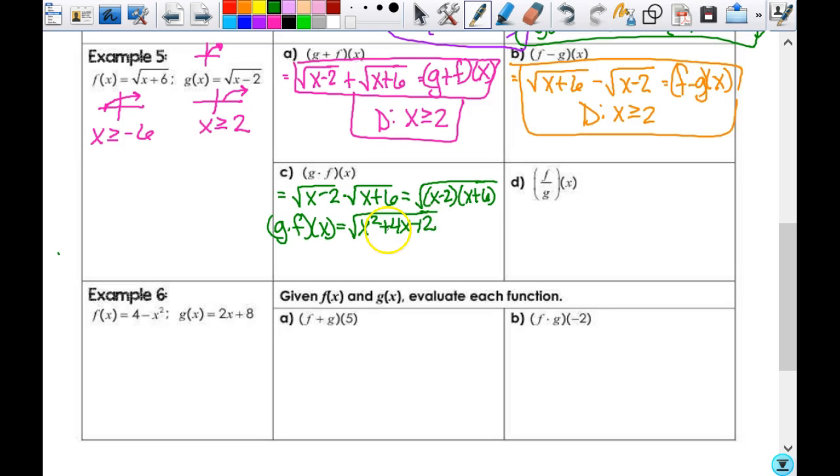Can I take the square root of this x squared and just make that x now? No. Can I take the square root of the 4? Can I simplify this at all? No. Don't go start making up math. Your domain is still x is greater than or equal to 2.